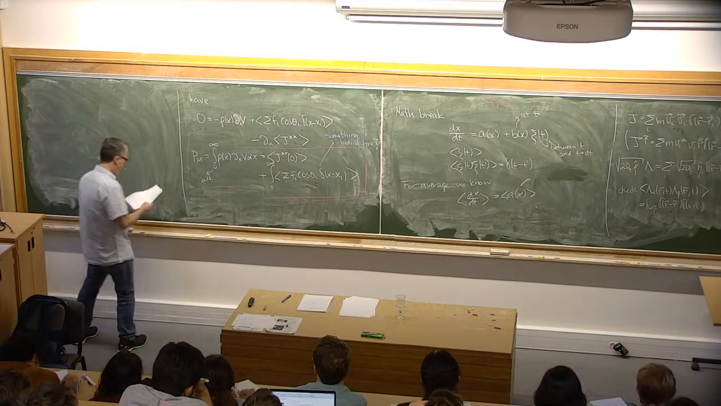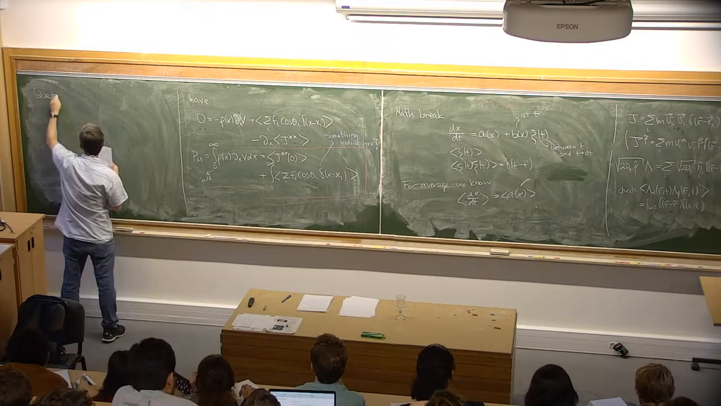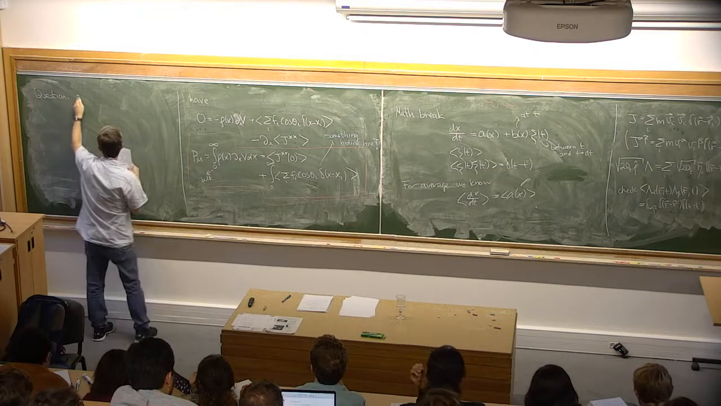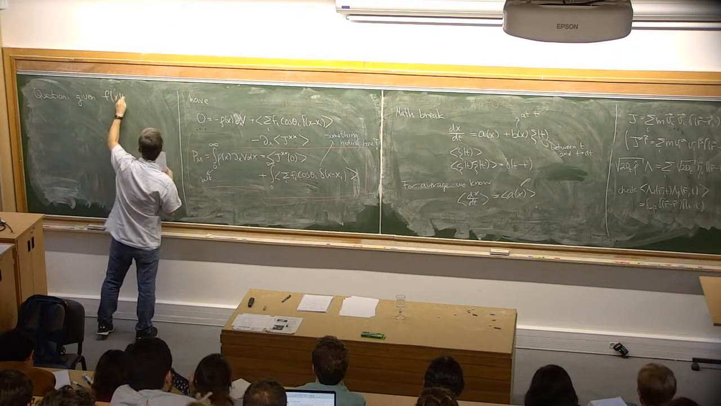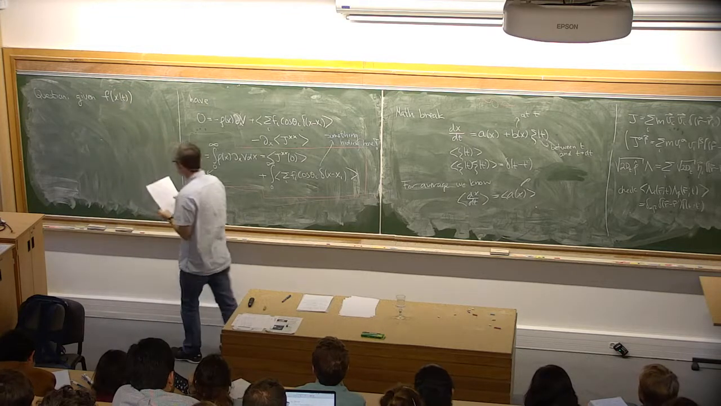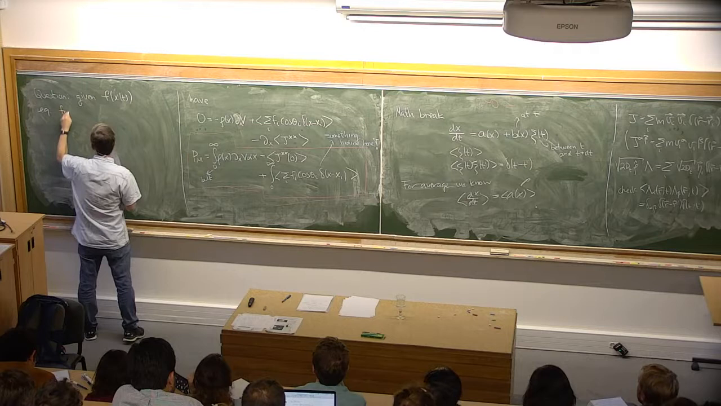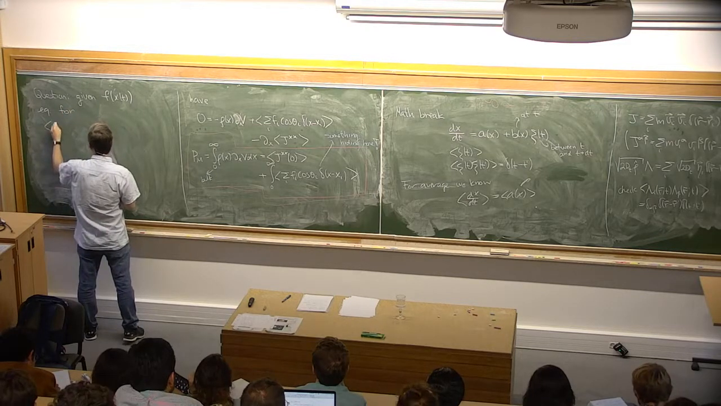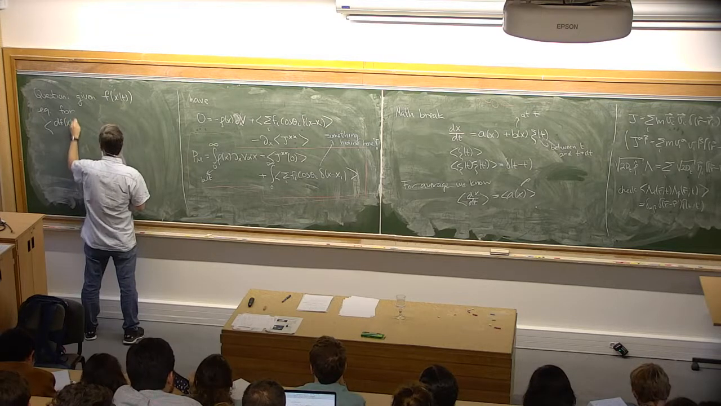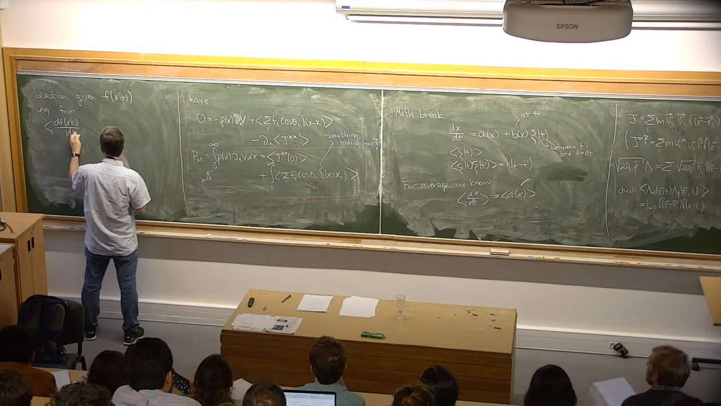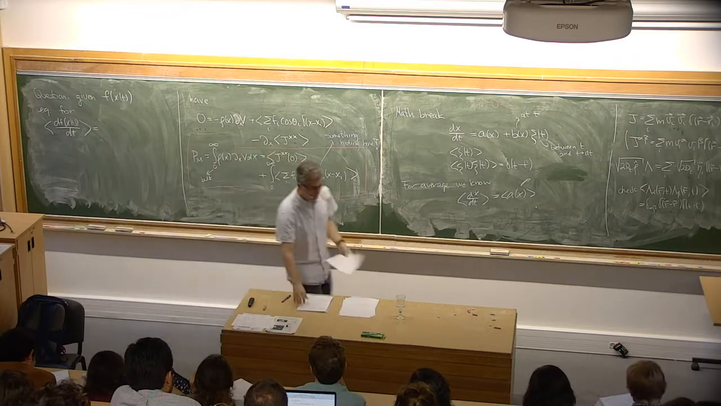Okay, so the question is, given some function f of x of t, what's the equation for df of x of t over dt? Okay, what's the differential equation for this guy?